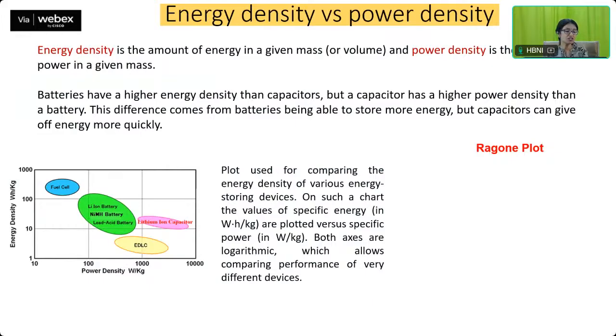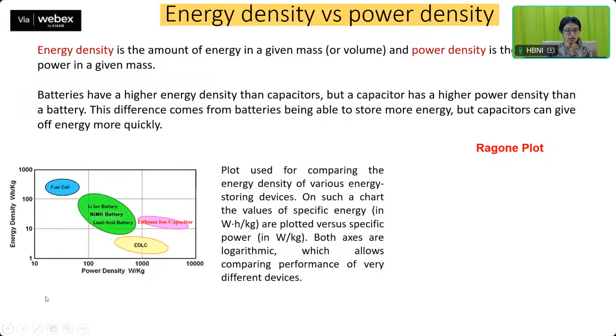Now, as I discussed, energy density versus power density. Energy density is the amount of energy in a given mass or volume, and power density is the amount of power in a given mass. Batteries have a higher energy density than capacitors, but a capacitor has a higher power density than a battery. The difference comes from batteries being able to store more energy, but capacitors being able to give off energy more quickly.